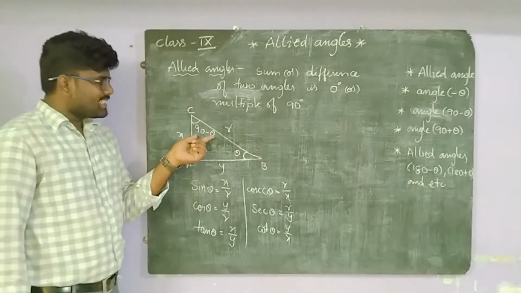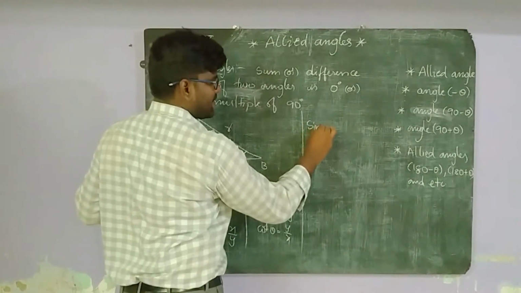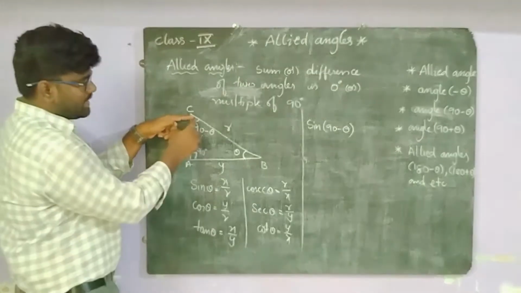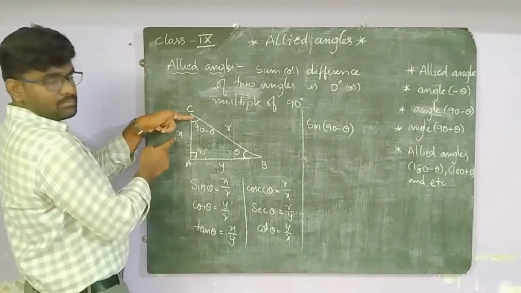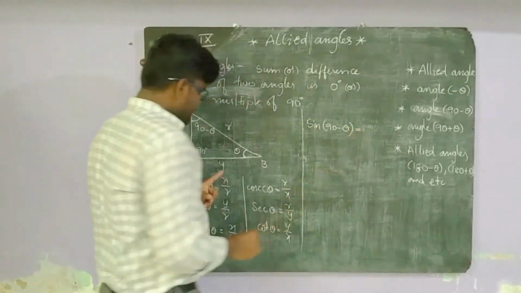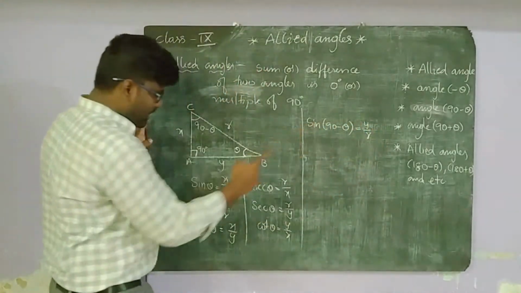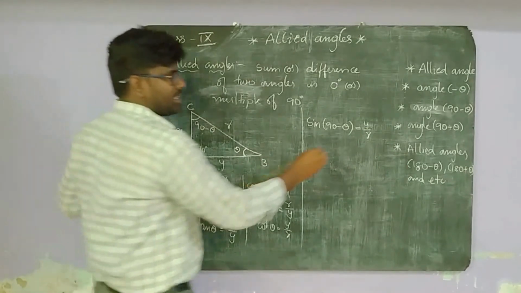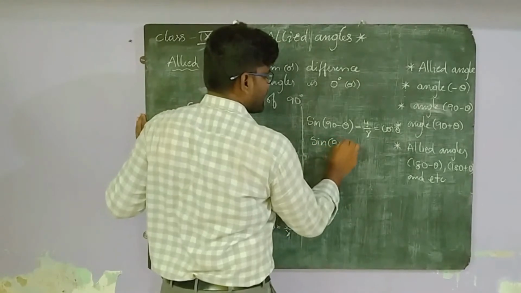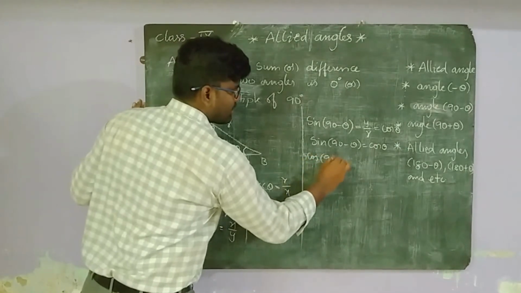Now whenever we take the angle as 90 minus theta, consider the trigonometric ratios. Sin of 90 minus theta: with the angle at the other vertex, this side becomes opposite, this becomes adjacent, and this is the hypotenuse. So sin 90 minus theta is opposite by hypotenuse, which is y by r. That is cos theta. So sin 90 minus theta equals cos theta.